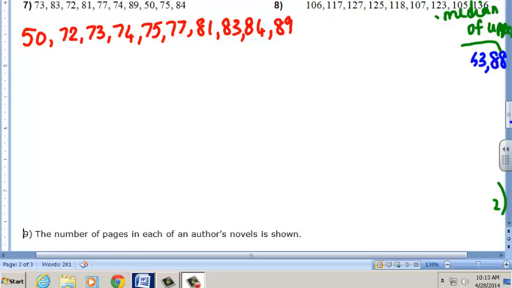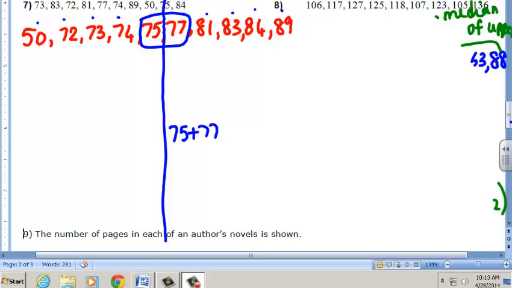In this case, there are 10 data values. So when I draw the line to make the data into exactly half, I have 1, 2, 3, 4, 5, and then I have 1, 2, 3, 4, 5. My line goes between the numbers. There is really no number that I can cross out. So how do you find the median when there is an even number of values given? Remember, we add the middle two and find the average. So I'm going to add up 75 plus 77 divided by 2, which gives me 152 divided by 2, which gives me 76. So this is the median.